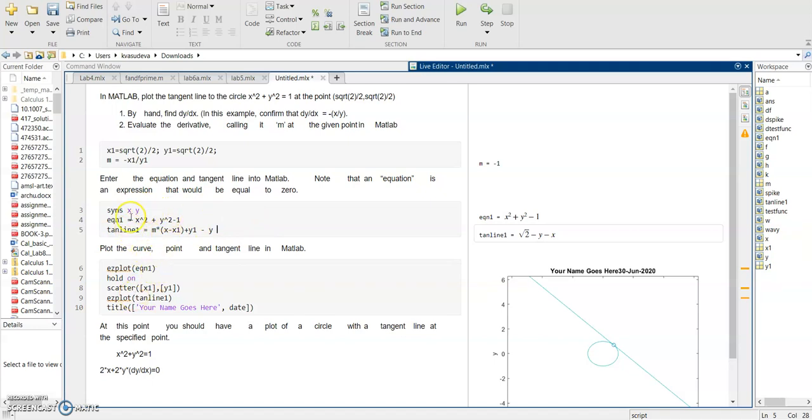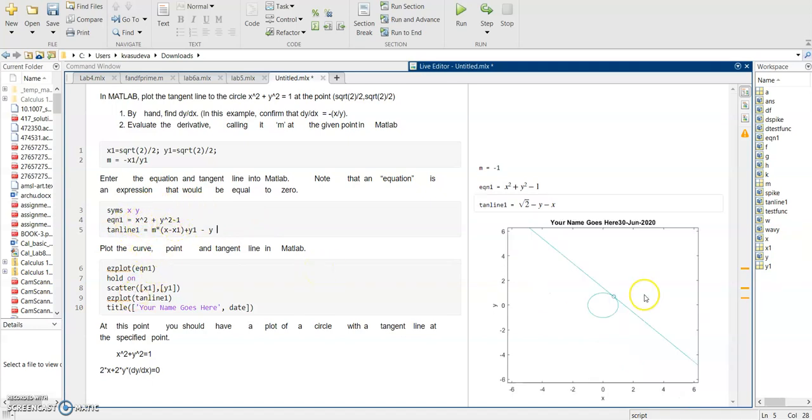Now we need to plot the equation. As soon as I plot that equation, I should see a circle, right? Equation 1, if I plot equation 1, I should see a circle of radius 1. I can clearly see that. Now hold on, because I need to plot the tangent as well, so I need to hold on.